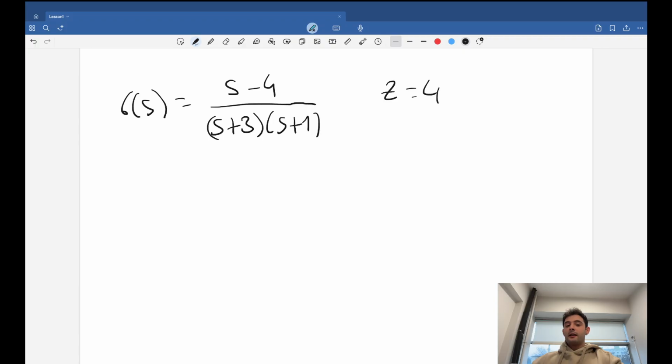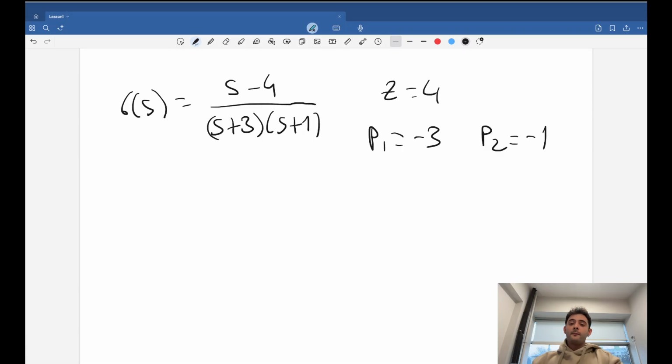Now take a closer look at the pole or poles. We have two different parentheses here. One is s plus 3 and the other is s plus 1. If I ask you to find the roots of this polynomial, you will easily say p1 is minus 3 and p2 is minus 1. And sometimes we'll get asked to draw them on a map, and it is so easy.